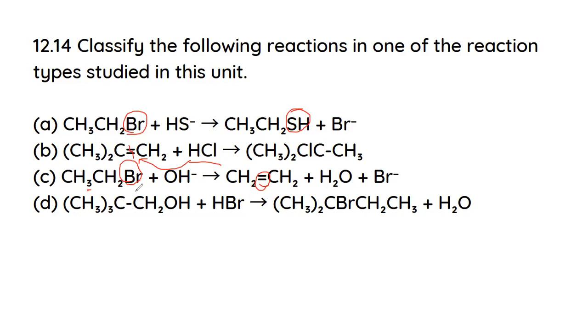The last one is actually a little tricky. First of all, this OH is getting replaced by the bromine atom. So here, if you notice, you have a Br, which means it's a substitution reaction. But the number of carbon atoms is seen to be different on either side in the first and the second case. So this particular reaction is both a substitution reaction as well as a rearrangement reaction.